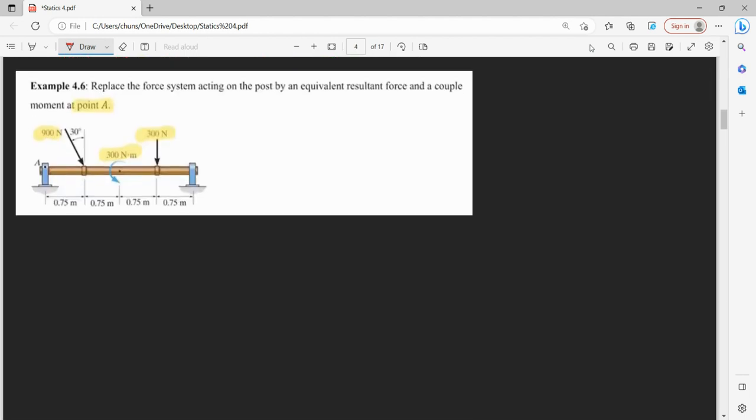Okay, our next question is asking us to replace a system with just one resultant force and one couple moment at point A. So the first part is to find our resultant forces. So let's do that.